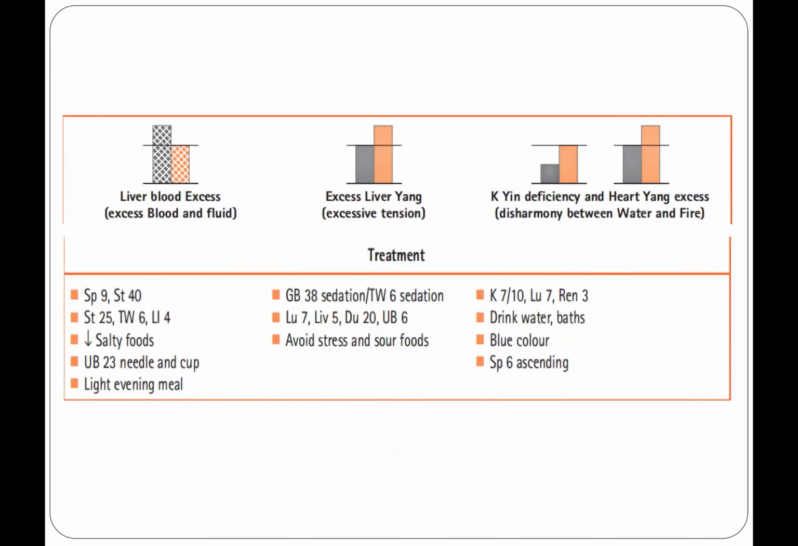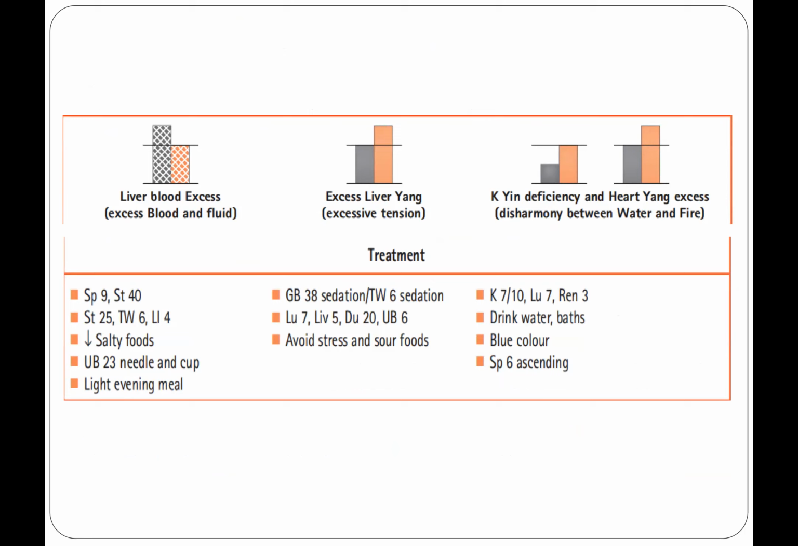So sa liver blood and fluid po, ito yung mga points natin gagamitin: spleen 9 at stomach 40, stomach 25, triple warmer 6, and large intestine 4. So dapat po hindi kakain ng masyadong maalat na pagkain. Then yung urinary bladder 23 po, needle natin or cupping. So sa gabi, light evening meal. Hindi na siya kakain ng marami.